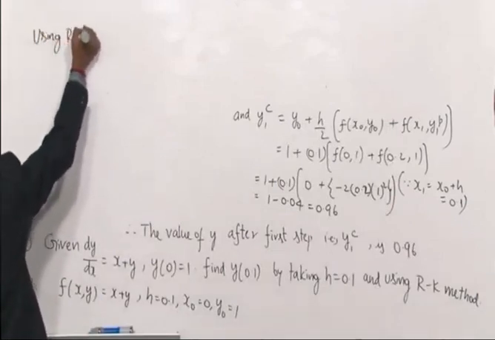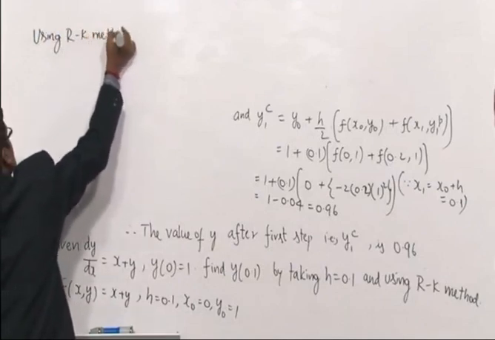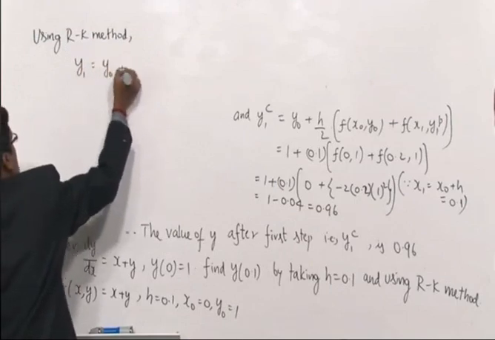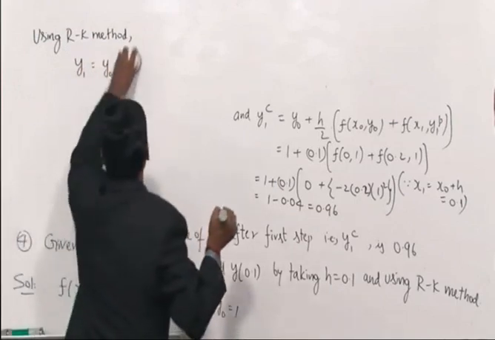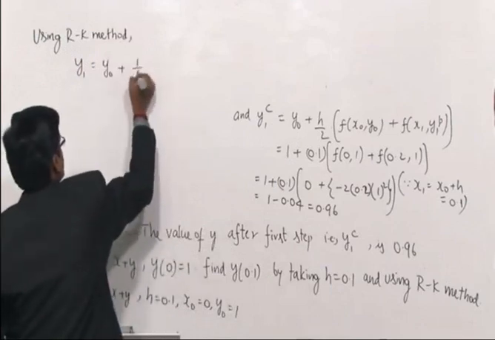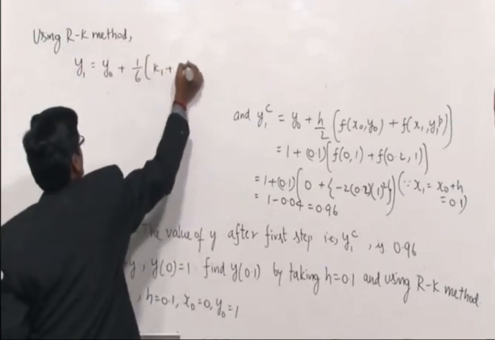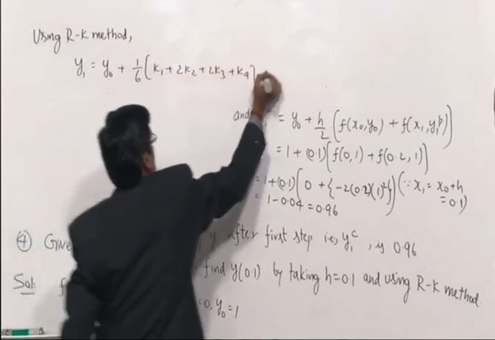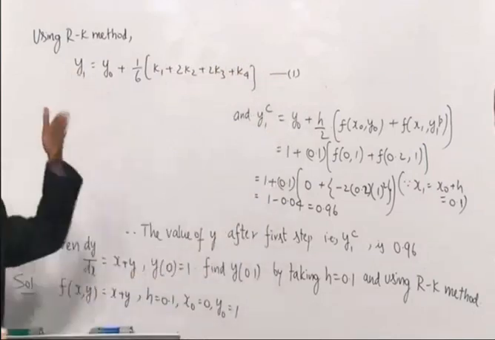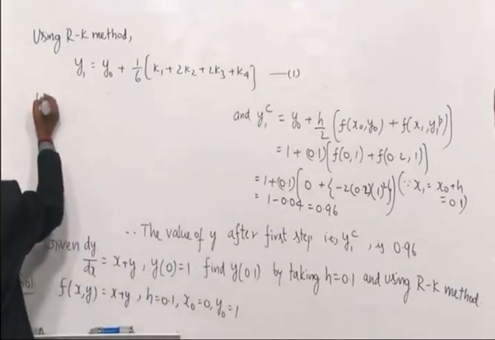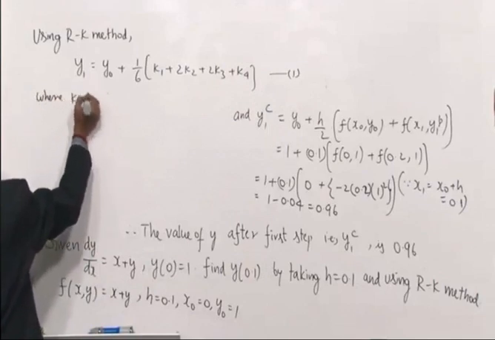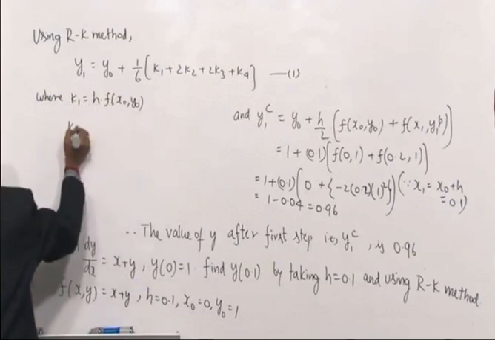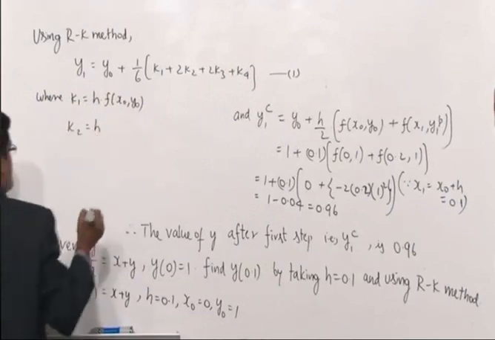Using RK method, comma y1 is equal to y naught plus 1 by 6 k1 plus 2k2 plus 2k3 plus k4. Say equation 1. Just I have taken i is equal to 0 in your RK method formula, where k1 is equal to h times f of x naught comma y naught. k2 is equal, just put i is equal to 0 in your RK fourth order method.